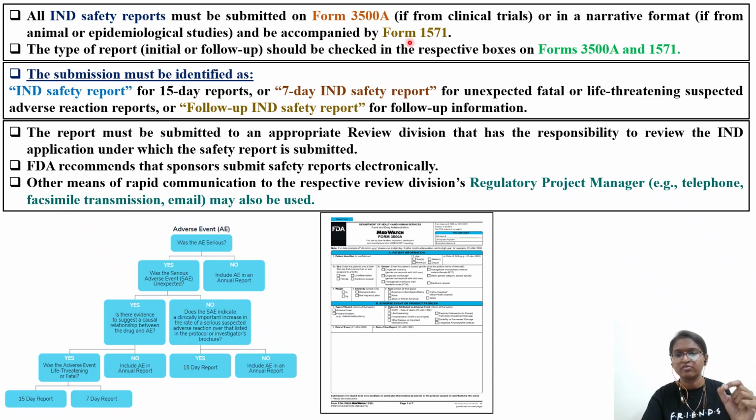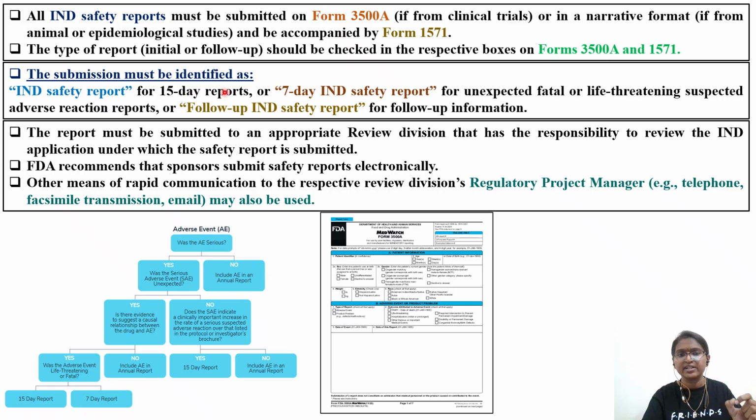accompanied by Form 1571. I will ask you to pause the video here, go back and check the website, where you will come across a PDF copy of both forms, 3500A and 1571. Please go through this; I kept it for you. The type of report, initial or follow-up, should be checked in the respective boxes on Forms 3500A and 1571.